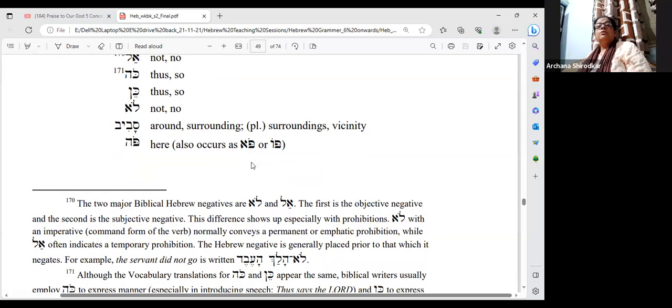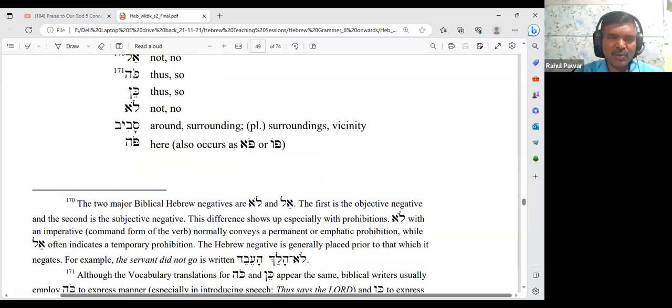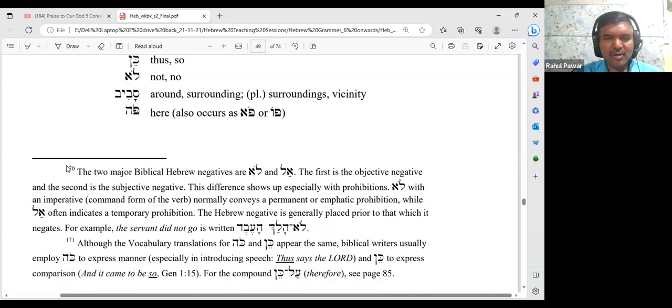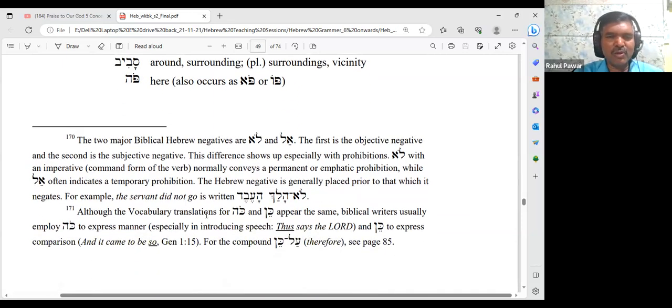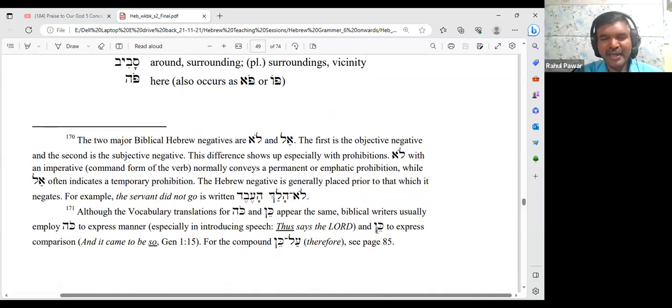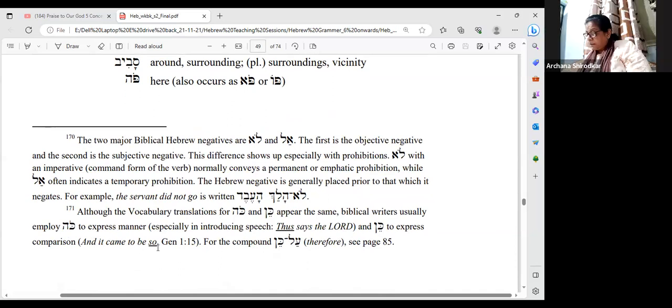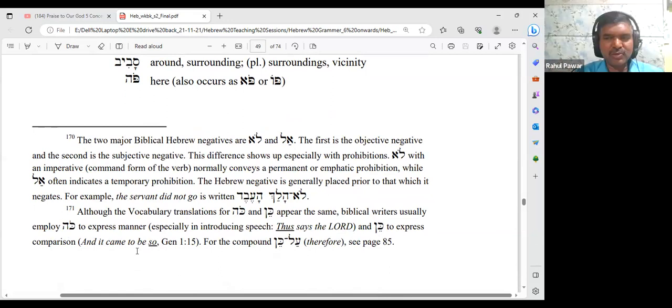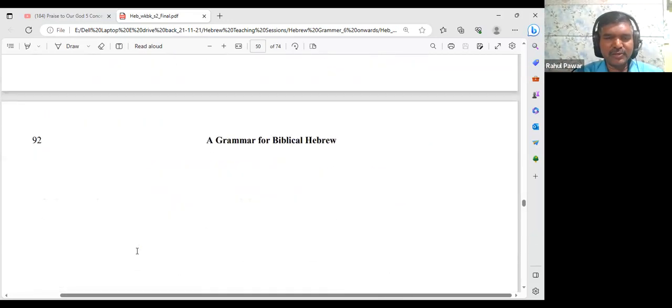I request all of you to mark that. For example, po is number 171 given here. So you read that number. What is given over here? Although the vocabulary translation for po and ken appears the same, biblical writers usually employ po to express manner, especially in introducing speech: thus says the Lord. Ken is used to express comparison, and it came to be so. So you need to remember that number so that you will understand the different meanings.